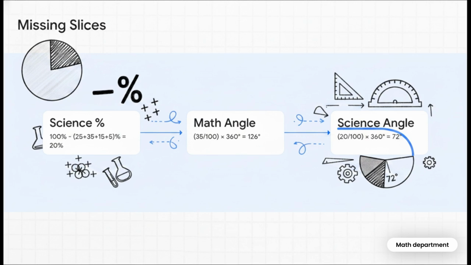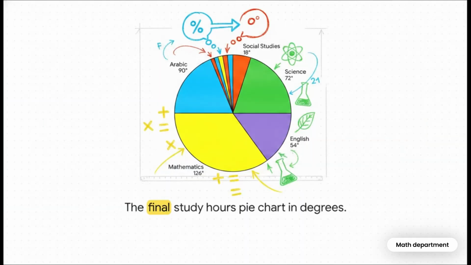Now we apply our golden formula from earlier to get the degrees. For math, 35 out of 100 times 360 gives a 126-degree angle. And for our newly found science slice, 20 out of 100 times 360 gives a 72-degree central angle. And there we have it, our math in action.